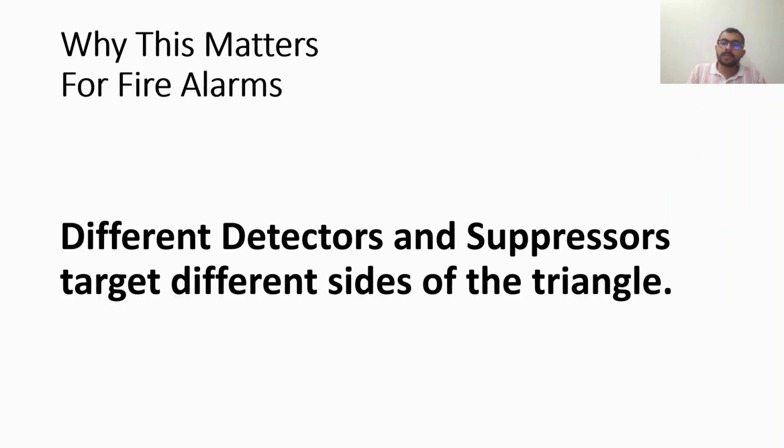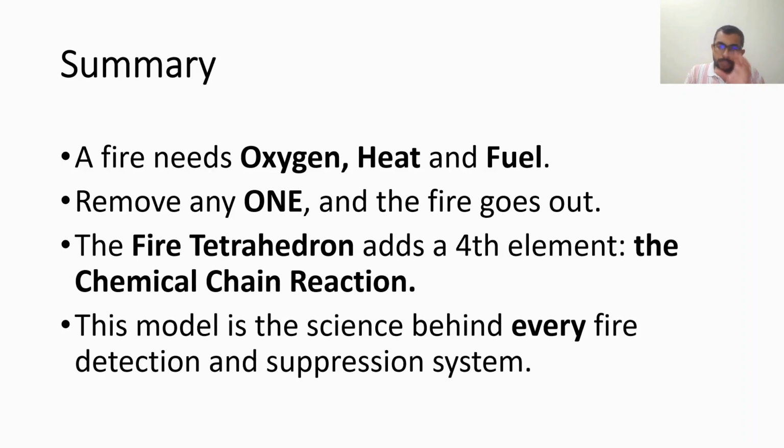You need to understand that different detectors and suppression systems target different sides of the triangle. In order to extinguish the fire, they attack one particular element of the fire, so that when you remove that element from the fire equation, the fire is extinguished. To summarize, a fire needs three elements: oxygen, heat, and fuel. If you remove one, the fire is extinguished, the fire is gone.